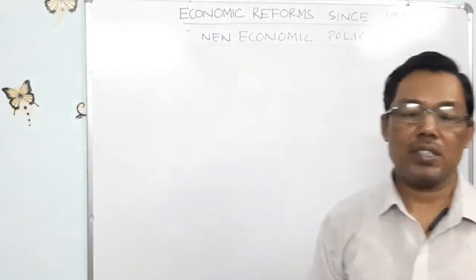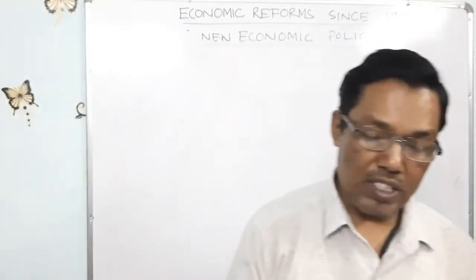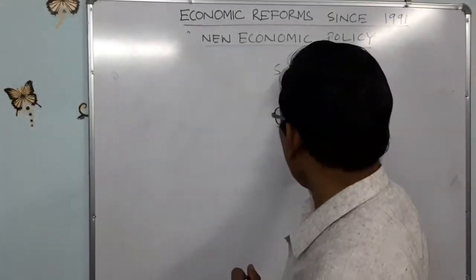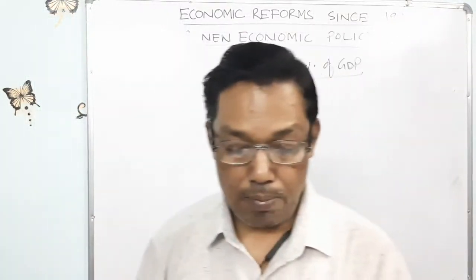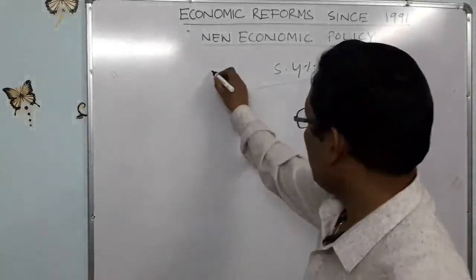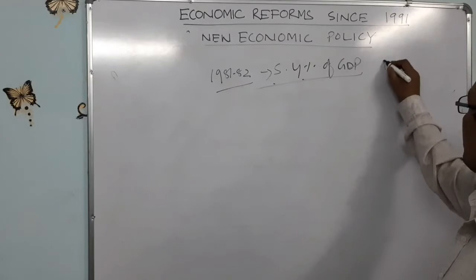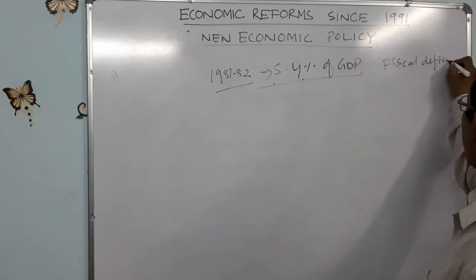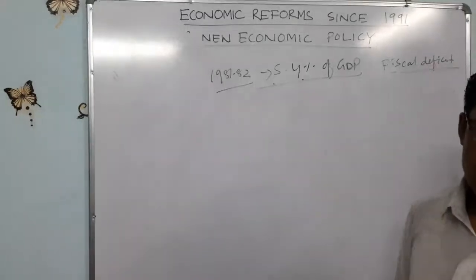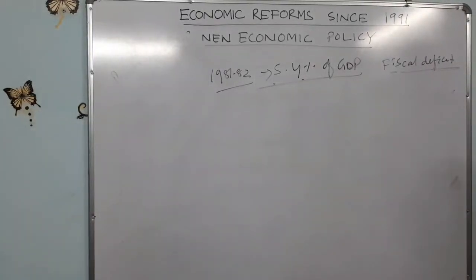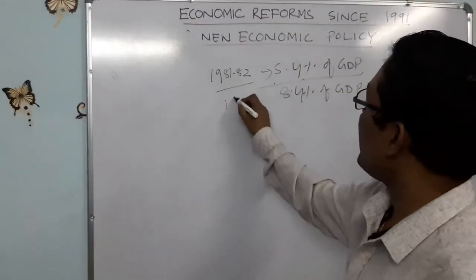So if we compare this fiscal deficit in different periods or years, the fiscal deficit was estimated to be 5.4% of GDP. Remember it. In the year 1981-82, 5.4% of GDP was the fiscal deficit. But in the year 1990-91, the deficit shot up, or increased up to 8.4% of GDP.